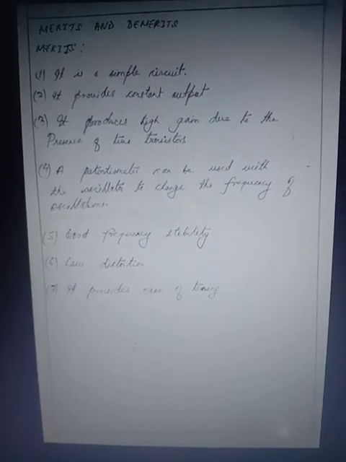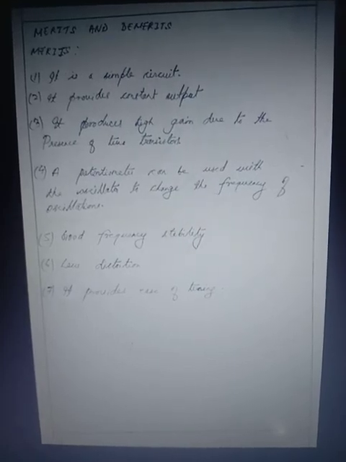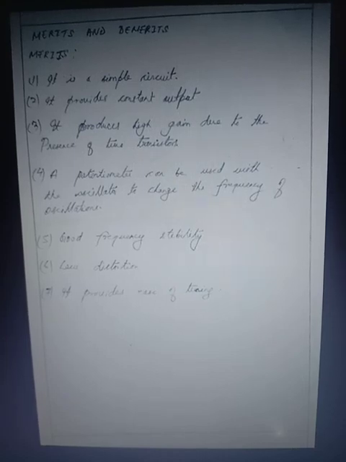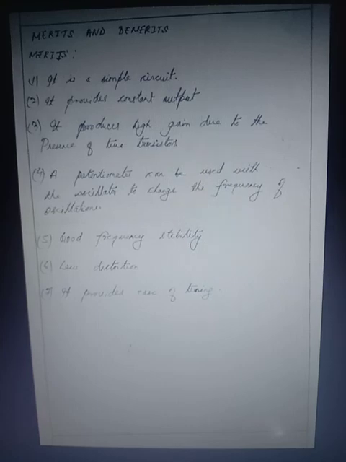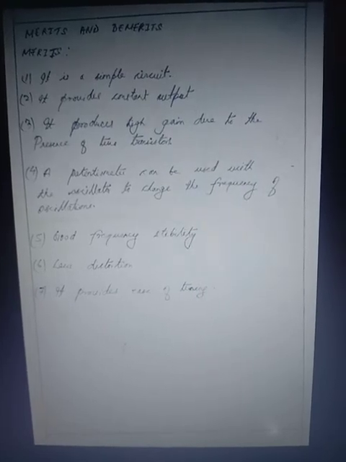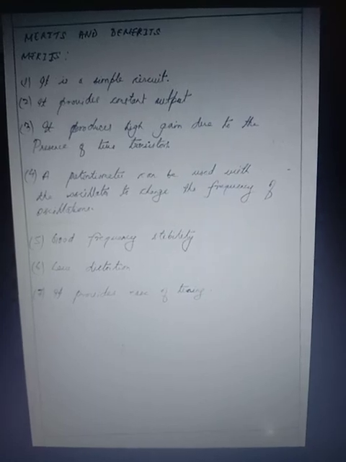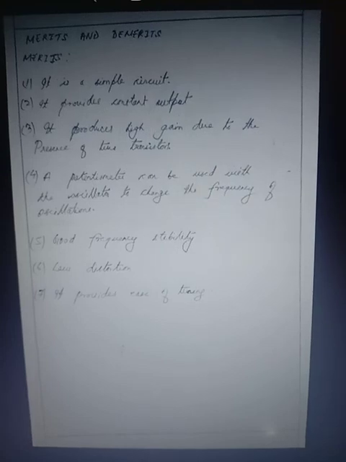Merits and demerits of Wien bridge oscillator. First merit. Number 1. It is a simple circuit. It provides constant output. It produces high gain due to the presence of two transistors. A potentiometer can be used with the oscillator to change the frequency of oscillations. Good frequency stability, low distortion. It provides ease of tuning.